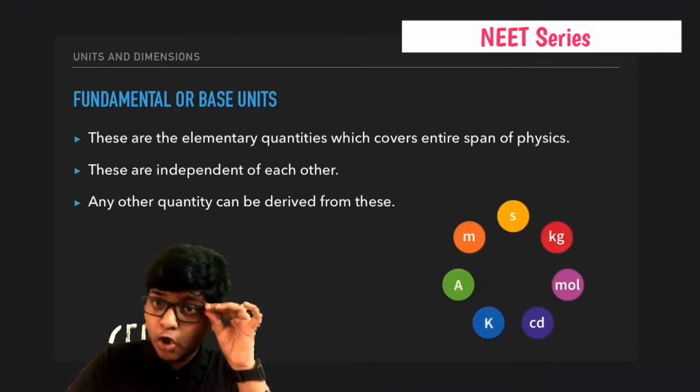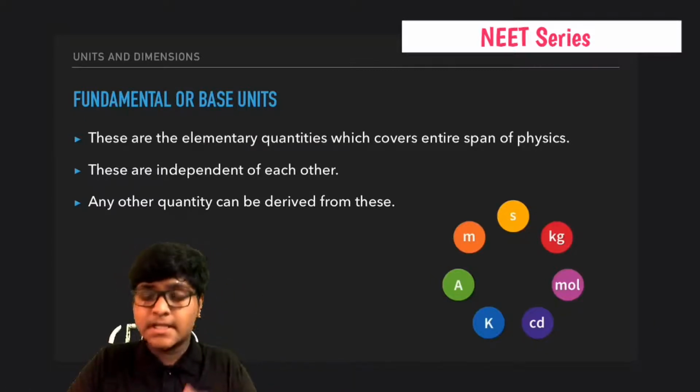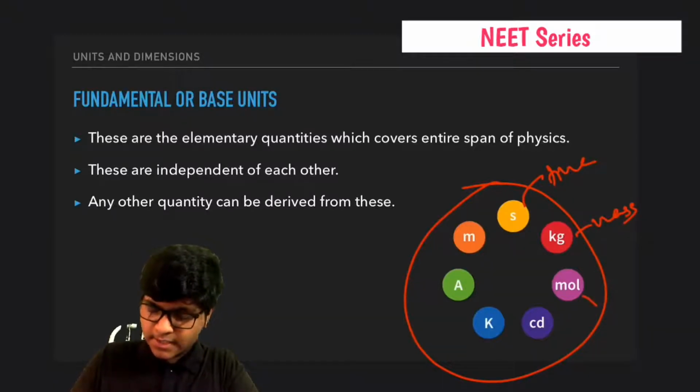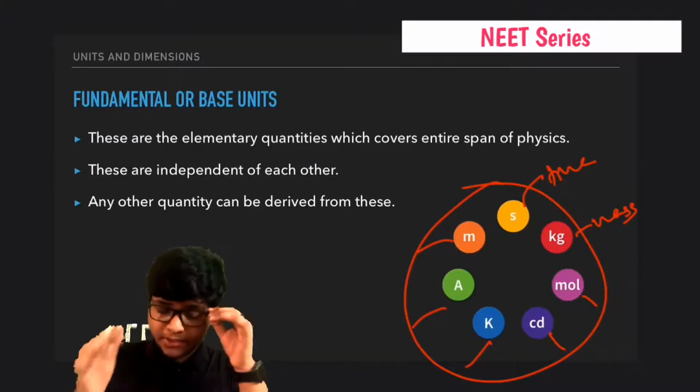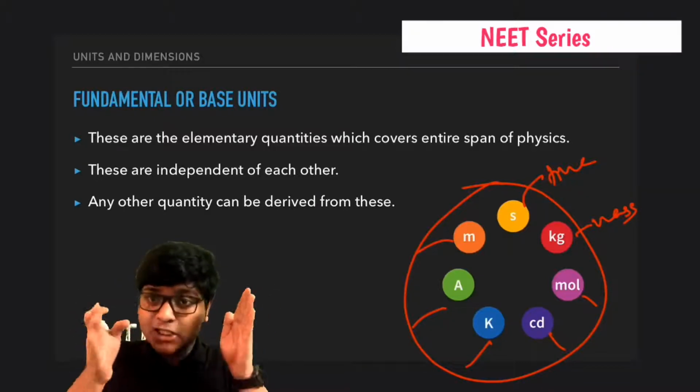So fundamental or base units include current, amount of substance, temperature, length, and mass. As you can see in the picture over here, s is the unit for time, kg for mass, mole for amount of substance, candela for luminous intensity, K for temperature, A for electrical current, and m for length, so that you can learn them. These are the fundamental or base units.